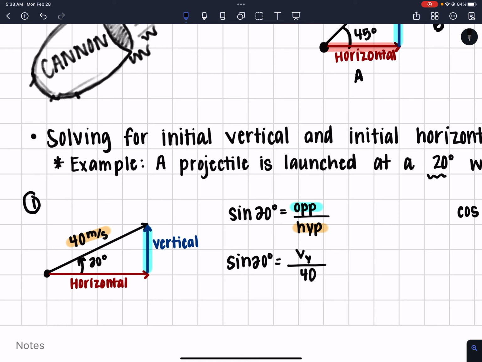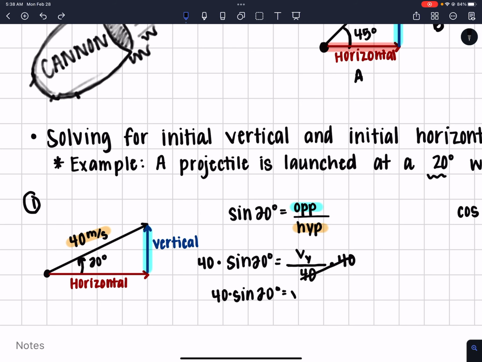Whatever I'm doing to Vy in this equation, to solve for Vy, I have to undo it. Right now, if I look at what's happening to Vy, it's being divided by 40. That's what this fraction bar means. So in order to undo that, I'm going to multiply by 40. But whatever I do on one side of the equal sign, I also have to do on the other side of the equal sign. So that 40 will cancel on the right side of my equation, and Vy will equal 40 times the sine of 20 degrees.